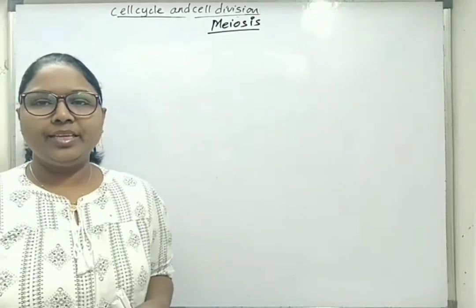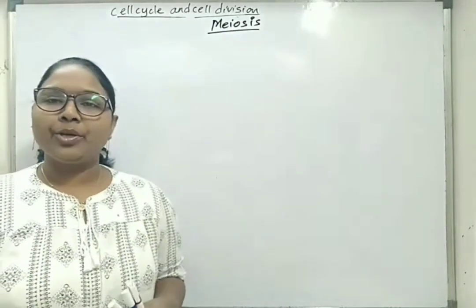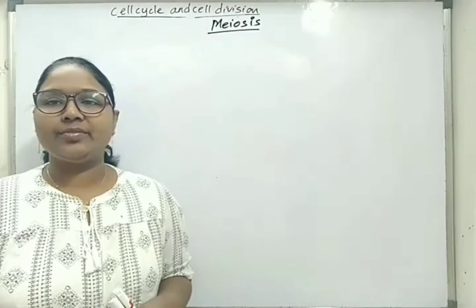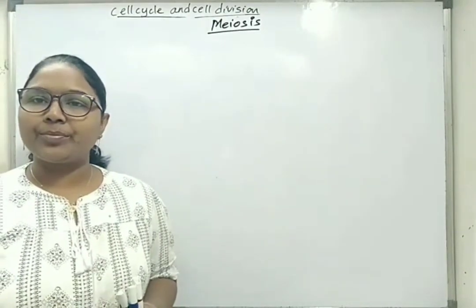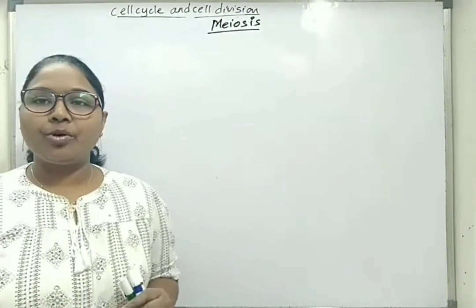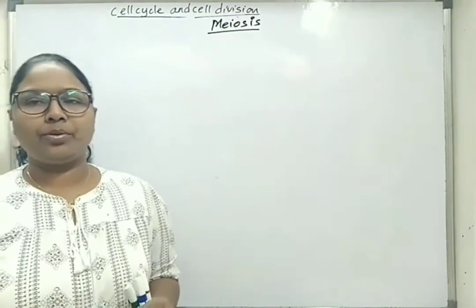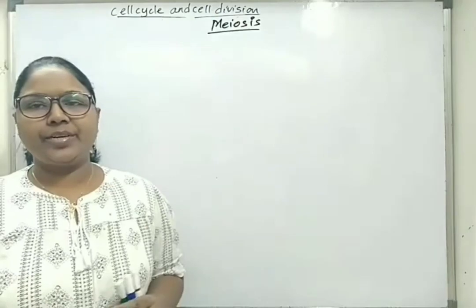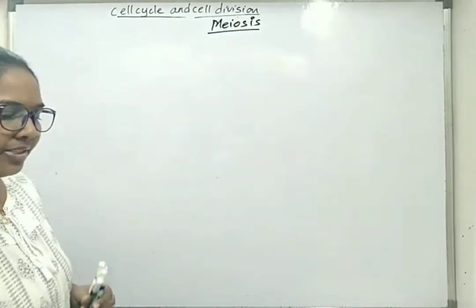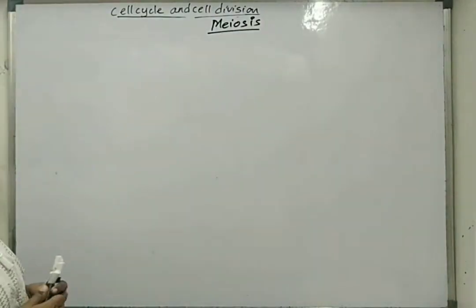Hello students, now we will learn about meiosis. Meiosis is also called reductional division. Meiosis means formation of 4 haploid daughter cells from one single diploid or haploid mother cell. Because there are different types of meiosis like zygotic meiosis, sporic meiosis, etc.